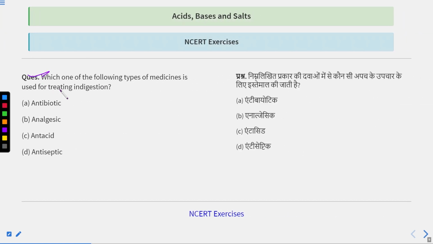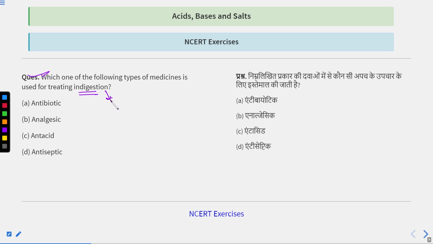So let's move to the next question. Which one of the following types of medicines is used for treating indigestion? Indigestion: when you are taking a lot of food, like sugary items, so many chocolates, so much white sugar, in different types of foods. Apart from this, you are taking a lot of fast food, so the food will cause acidity. Acidity will happen in our stomach. It is like indigestion, you can say indigestion.